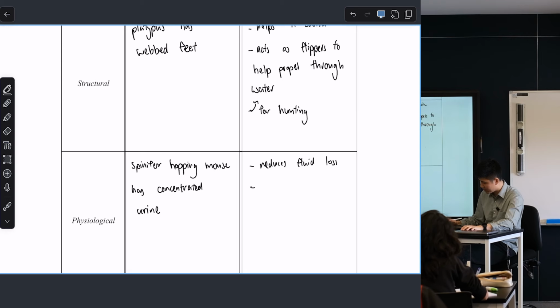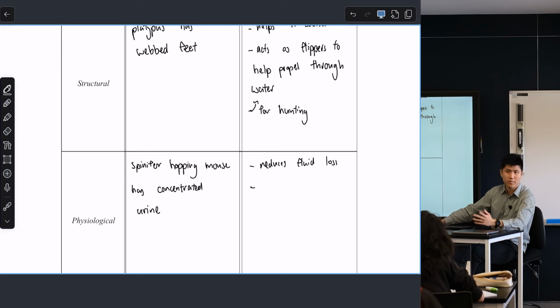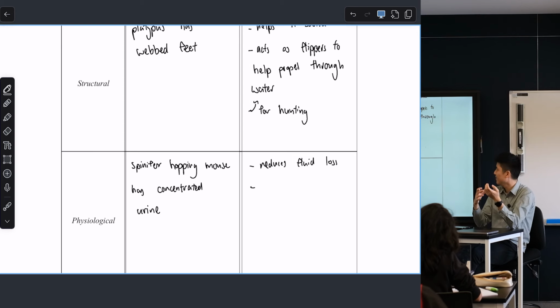All right, now our last one. What's a physiological adaptation? Can someone tell me? Like, what does it mean? Yep, has to do with how an organism functions, and more specifically, their organs, how they function. So which one? Well, it was just the last one, right? So the Spinifex hopping mouse.